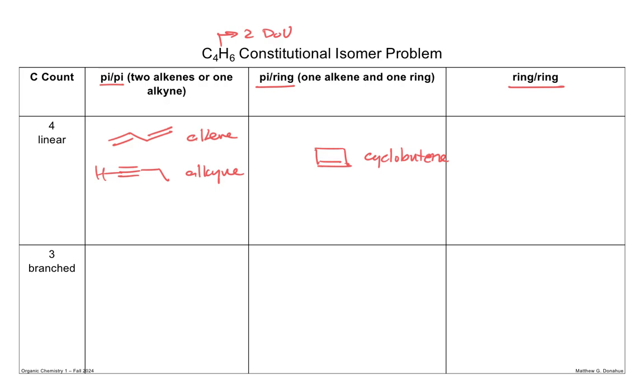And with 4 carbons, can I draw a structure that has 2 rings? So I'd have to go, there's 1 ring, and there's another ring. And then I'll let you use your imagination.